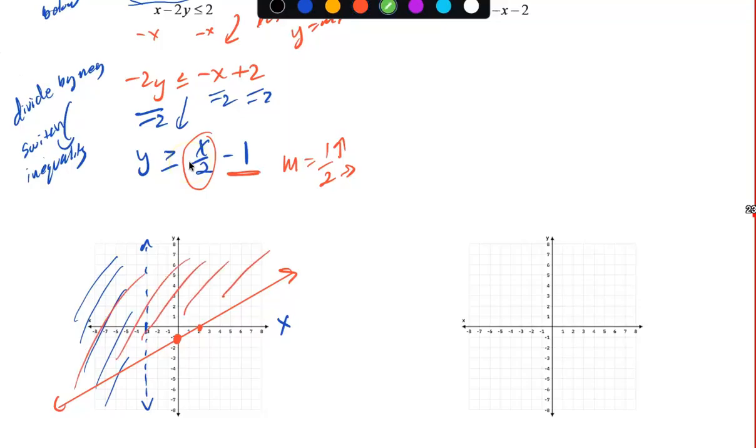Then you got to justify your answers. My answer is right here. That's where they both shade. So something to that effect.